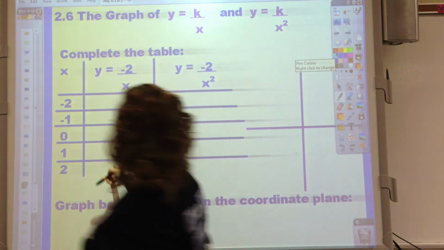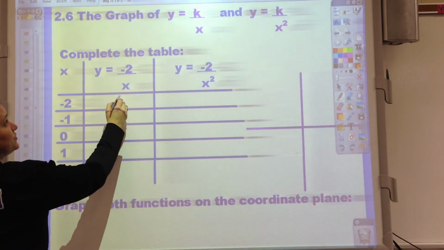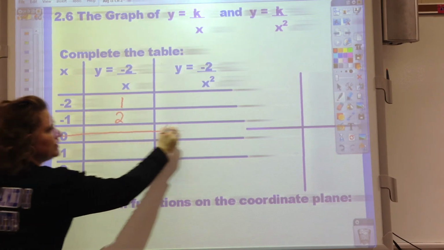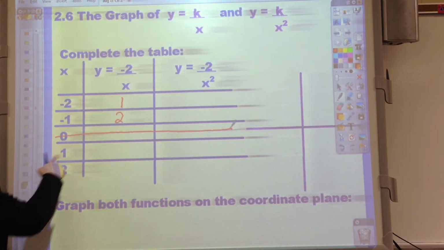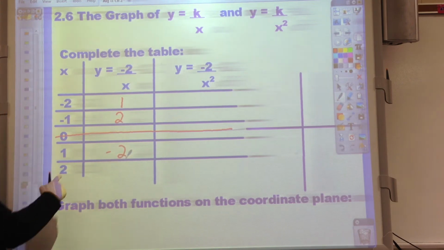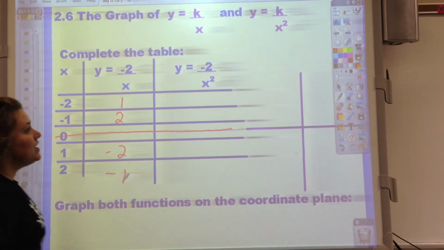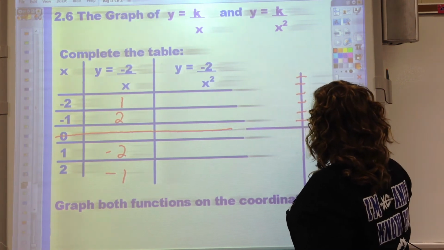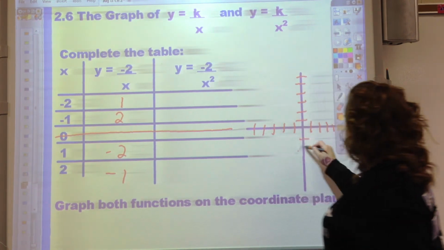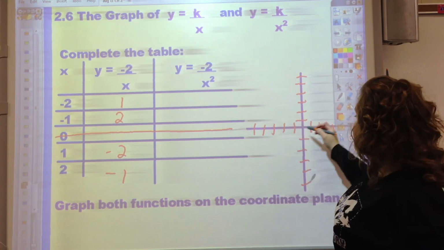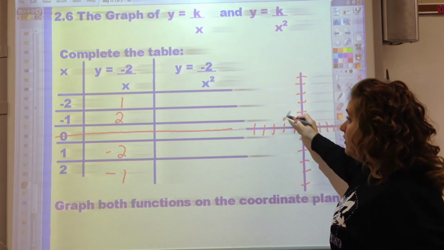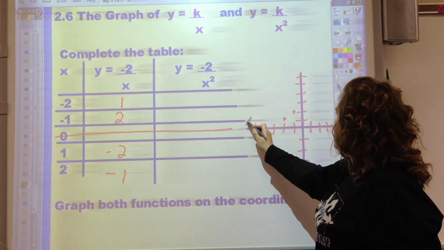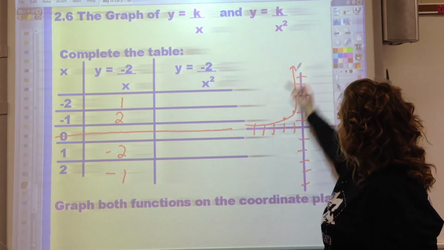So let's do this first one in red. When I divide by negative 2, I get 1. Divide by negative 1, I get 2. 0 can't happen, right? Divide by 1, I get negative 2. Divide by 2, I get negative 1. Let's come over here and graph. x is negative 2, y is a positive 1. x is negative 1, y is a positive 2. And now I'm watching this happen again.